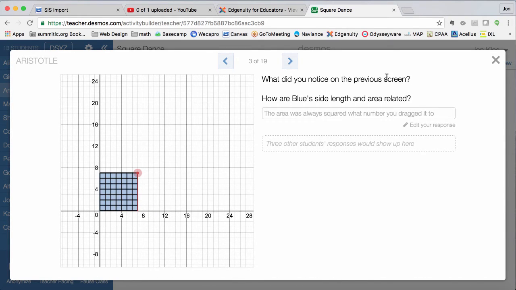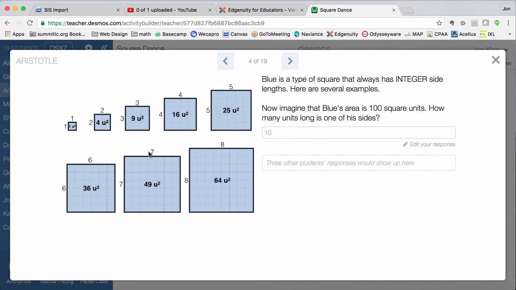What did you notice on the previous screen? Well, the area was always squared, whatever number you dragged it to. Blue's side length and area are related in terms of square numbers. And there you go. It talks about squaring.